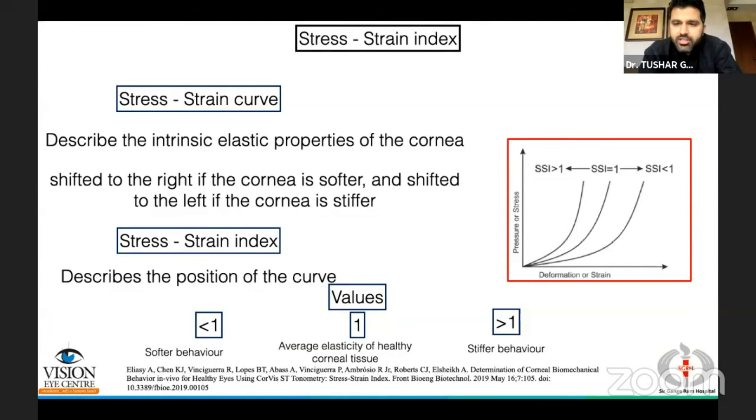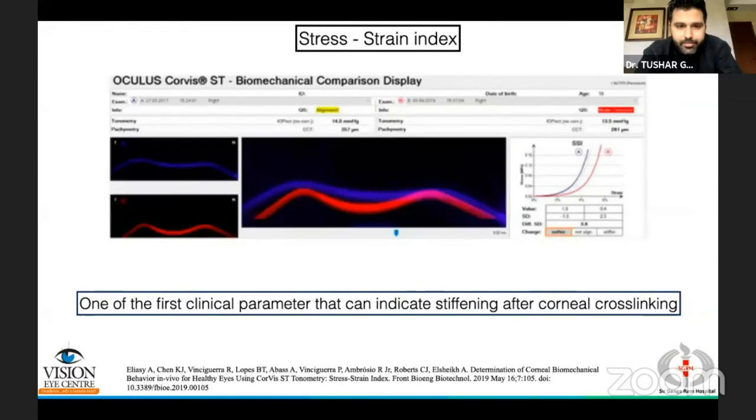So there is also a stress strain index that has been described to help you look at these values. The value of 1 has been taken as the average elasticity of a healthy corneal tissue based on the normative data and the regression analysis that they have done. And this is also based on finite modeling that has been done by these authors. So again, a value of 1 indicates average elasticity, a value more than 1 is stiffer behavior, less than 1 is softer behavior. And this is also one of the first clinical parameters that can actually identify stiffening after corneal cross-linking. The other parameters by themselves were not sensitive enough to pick up those fine changes, but the stress strain index is able to do that.